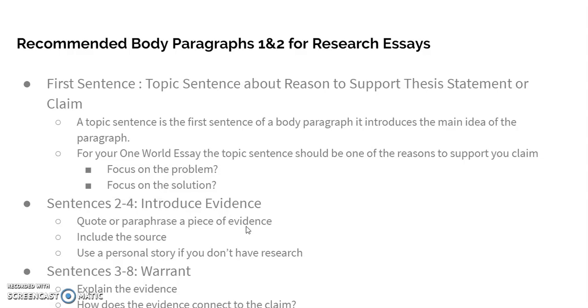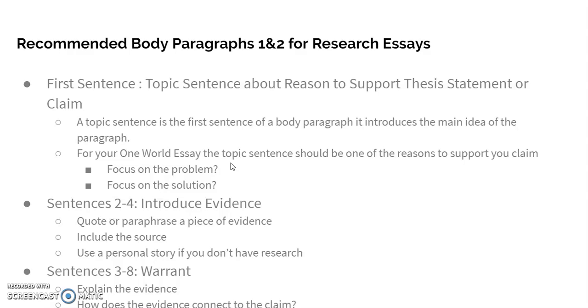So our recommendation for body paragraphs 1 and 2 for a research essay is that your first sentence is a topic sentence about a reason to support your claim. A topic sentence is usually the first sentence of a paragraph, and it introduces the main idea of that paragraph. So there's a main idea for your whole essay, that's your claim. But your body paragraph will have its own main idea, and that is a reason to support your claim.